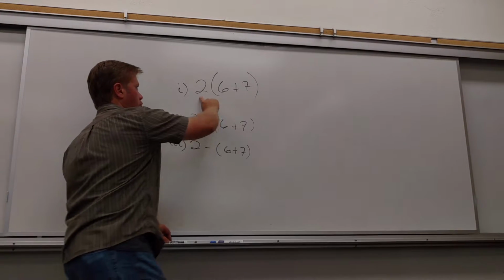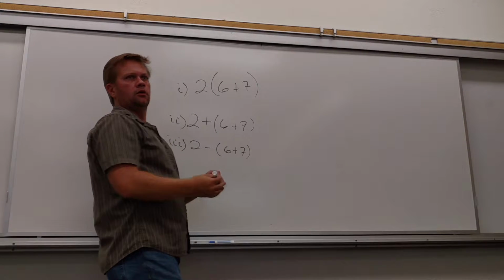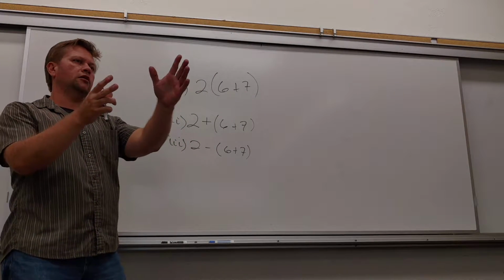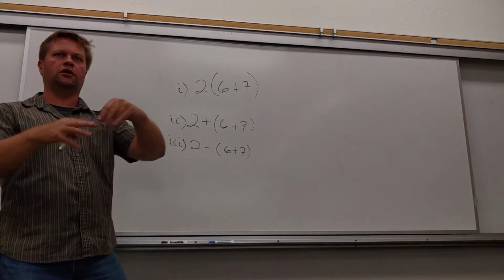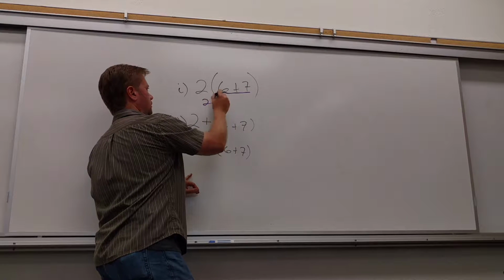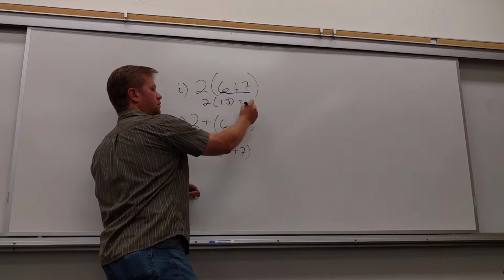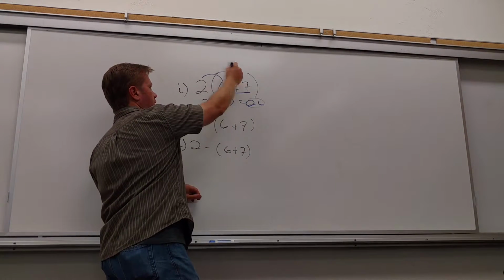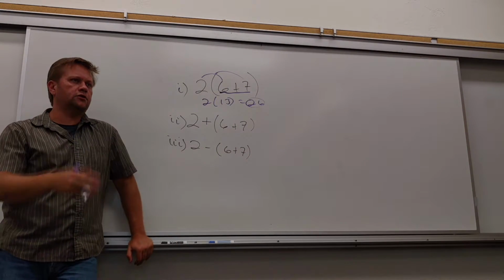So definitely, what would you do here first? Multiply for sure. 6 plus 7. There are two things you could do, but officially, if you follow order of operations, 6 plus 7 is 13. Twice 13 is 26. I like it. It would still work if you did this, but that's a little extra work.